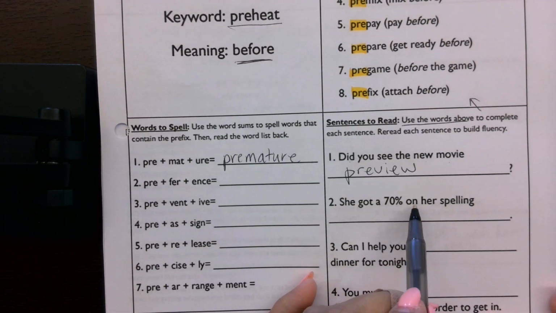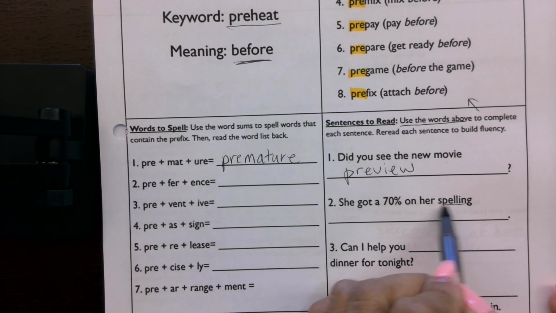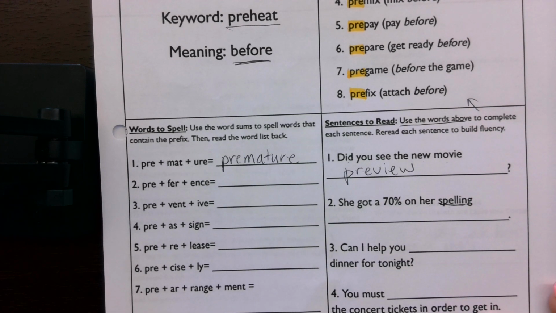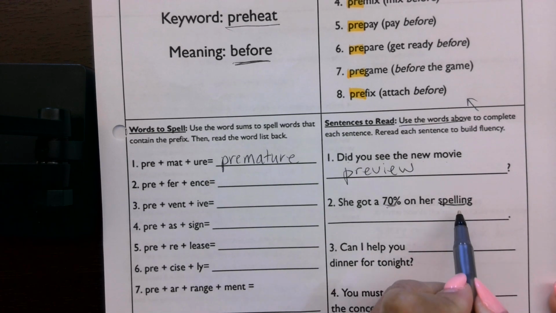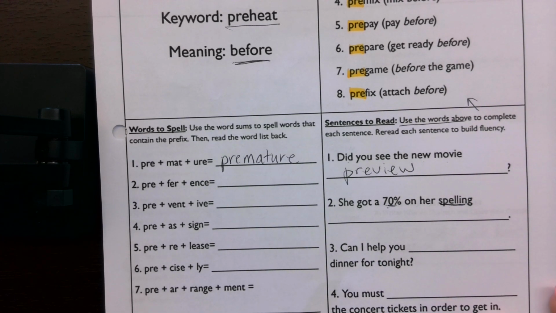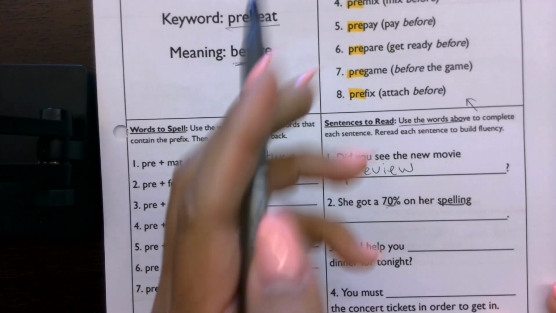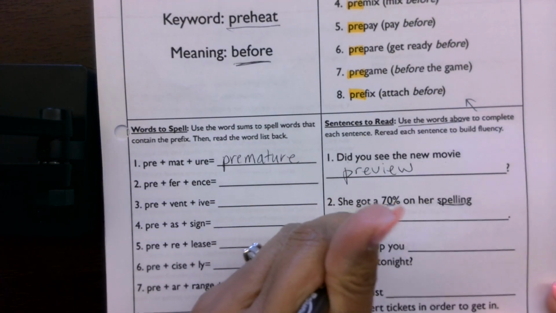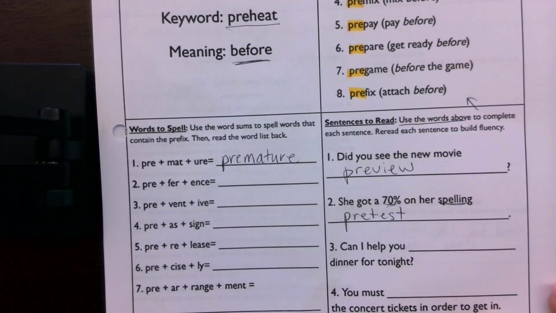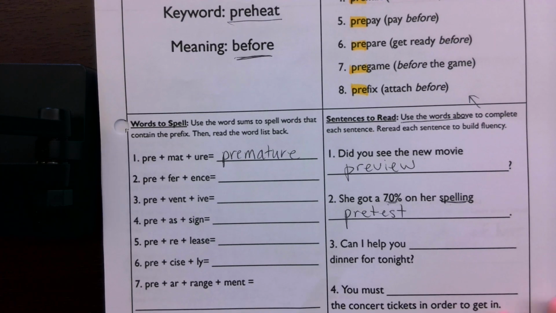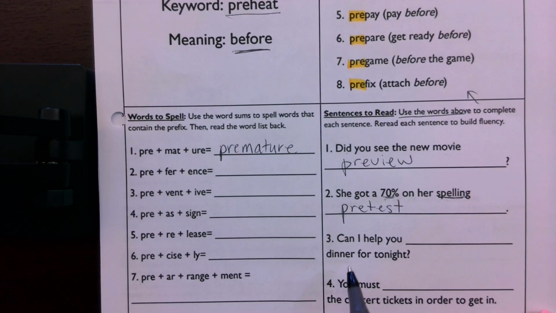She got a 70% on her spelling. Well, we know this is associated with a test, right? She got a percent on something, and it has to do with some kind of an assessment. So, pretest. And this is when teachers give you a test before they teach you something to see what you already know.